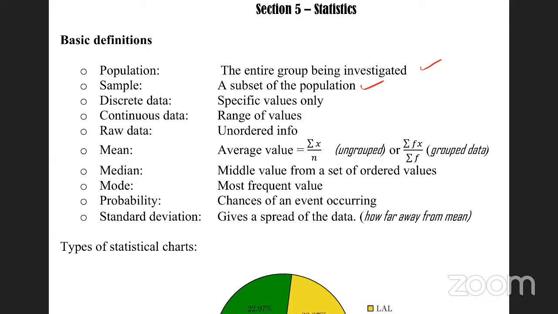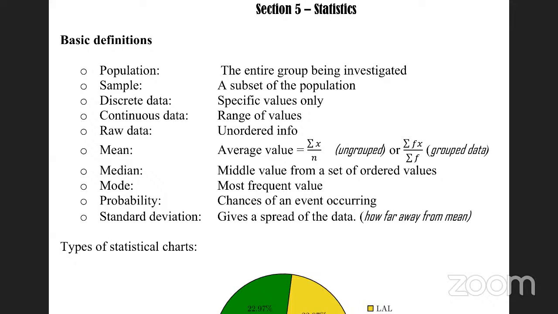Continuous data will be a range of values. So if I walk around and ask your height, one person might say 112.3 centimeters, one might say 20.4 centimeters, and so on. It will cover a range of values. Are you okay with that? So you have to know the difference between continuous and discrete. Raw data is like if I just walk through the class and say, your age is 12, your age is 21, and it's not ordered. So raw data is not ordered. Ordered data, I'll put it in ascending order.